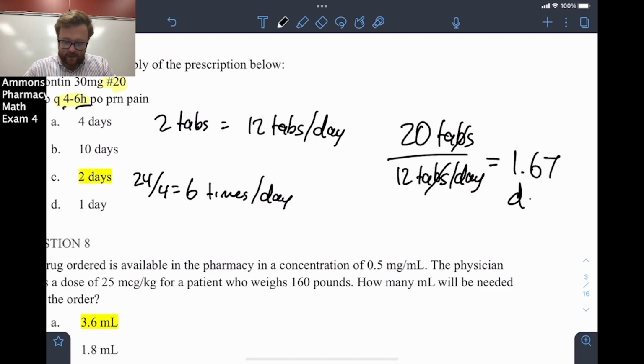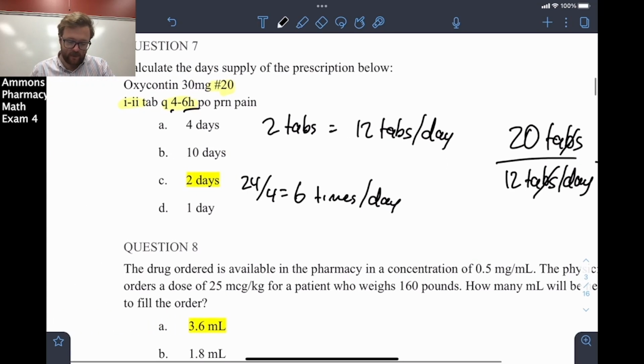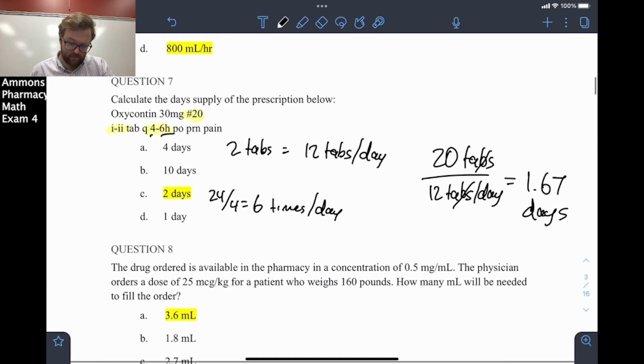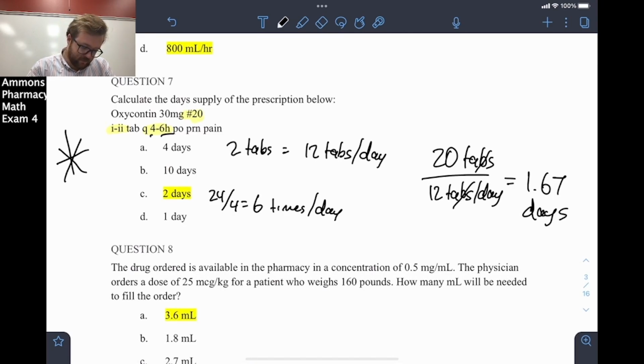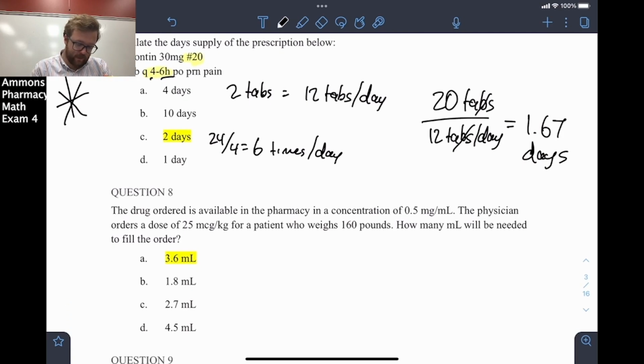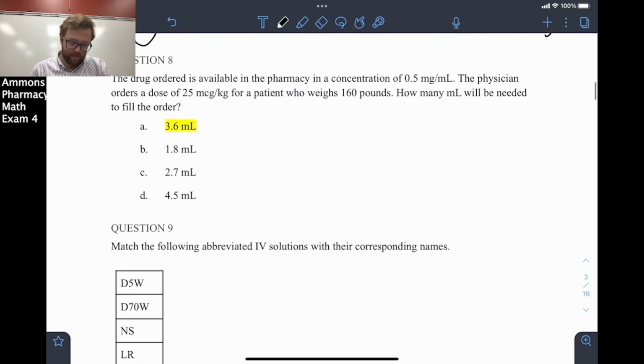20 divided by 12 is equal to 1.67 days. Remember, fatal mistake here: if you round it up, it will short the patient. You always round down on day supply, so that turns into 1 day. I wrote that wrong, so I will fix that. Yeah, that is wrong. It should be 1 day. Okay, I will fix that.